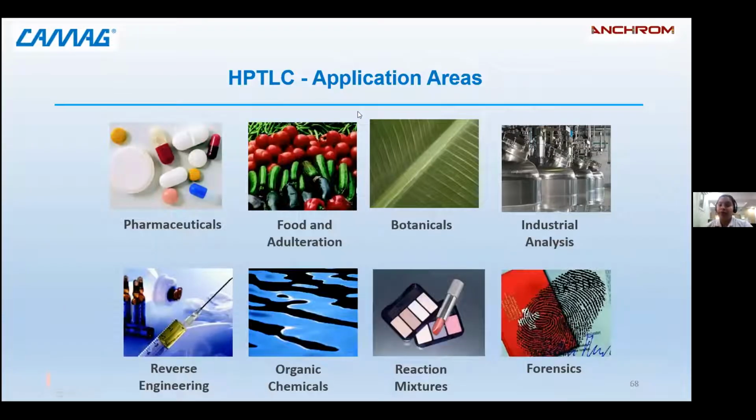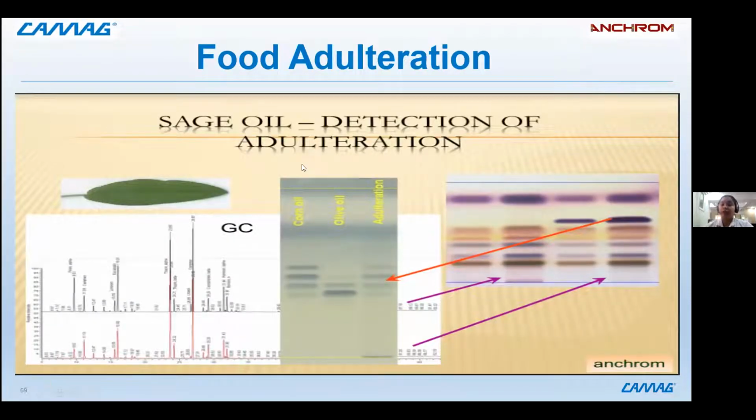All the 3 volumes are used for HPTLC analysis. Then there are different application areas of HPTLC like pharma, food, botanical, industry, engineering, chemicals, mixtures, and cosmetic. Then in food adulteration, for production or for manufacturing of these APIs, oils are needed. So you can also find out what oil is adulterated. This is an example of adulteration of oil, where GC was used, but through GC it was not found that it was adulterated. But when done with HPTLC, it was found that one adulteration product is there and it was quantified.